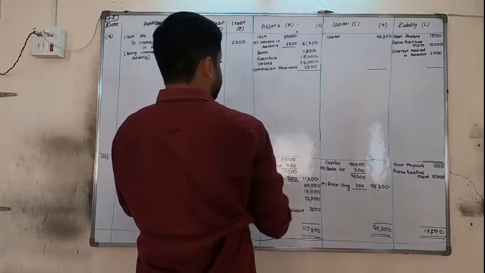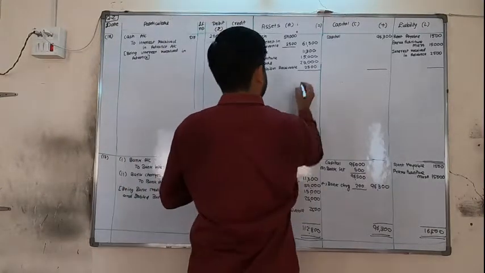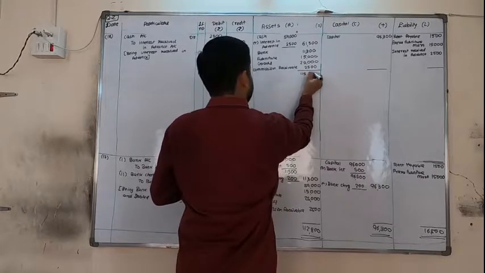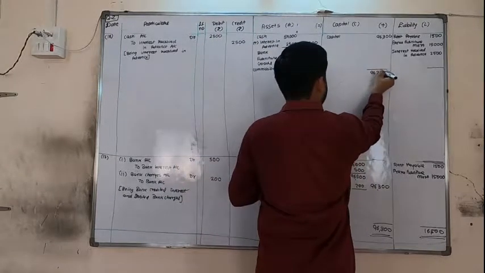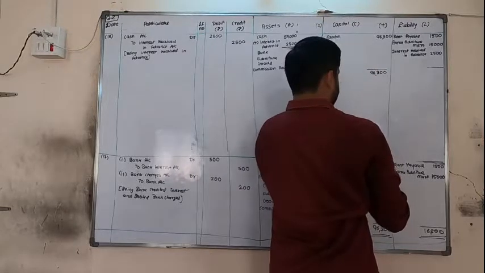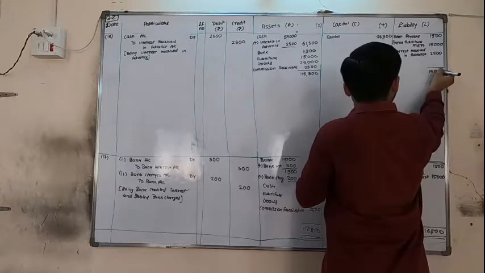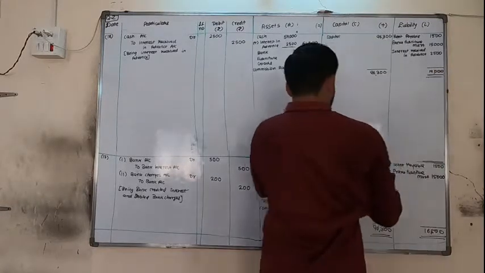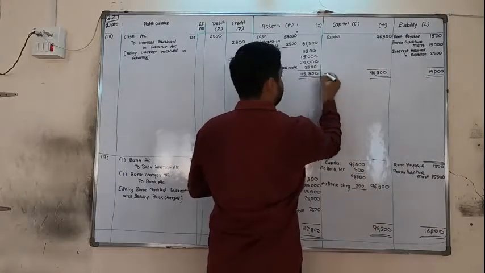$61,500, $11,300, $15,000, $25,000, $2,500. 1,15,300. 96,300, 1,500, 15,000, 2,500, 19,000. Now 19,000 plus 96,300 is 115,300.